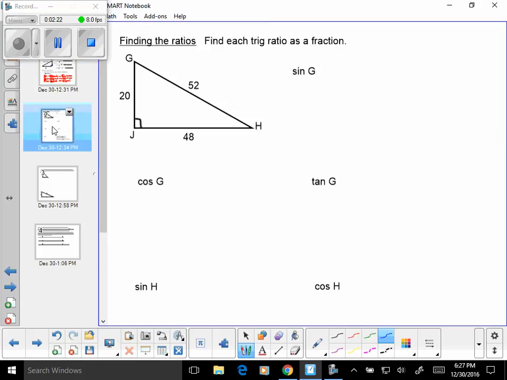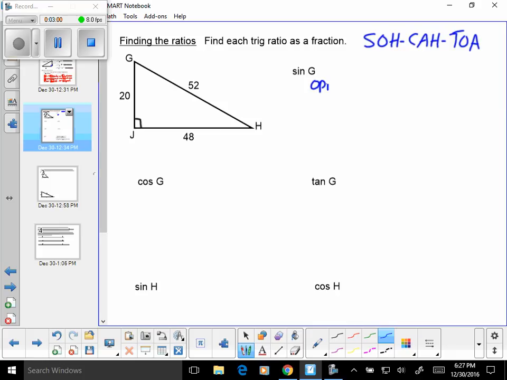We are going to find the trig ratios for this triangle. And I would just remind you that it is SOHCAHTOA. Sine is opposite over hypotenuse, cosine is adjacent over hypotenuse, tangent is opposite over adjacent. We're going to start by finding the sine of angle G. Now, opposite and adjacent are going to change based on what angle I'm looking at. So I'm first going to look at the sine of angle G.